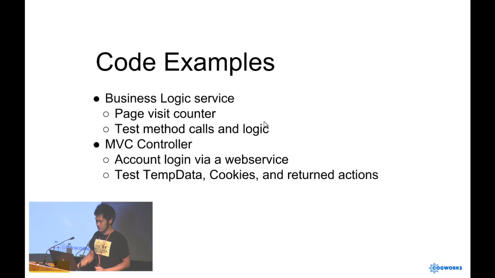So onto some code examples. I'm going to give two examples. The first one is testing business logic of a page counter. So this is something that we actually did this week. Luckily, I wrote this code this week. So basically, we're storing a counter in Umbraco on pages. So every time the page gets visited, the counter gets incremented.